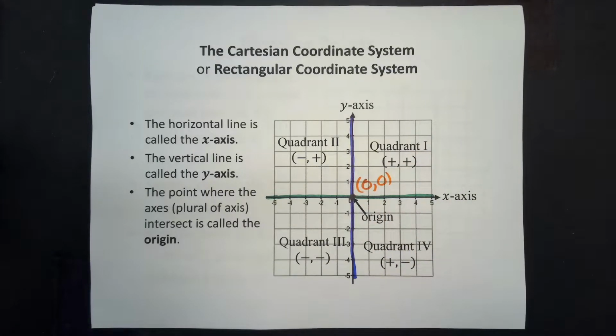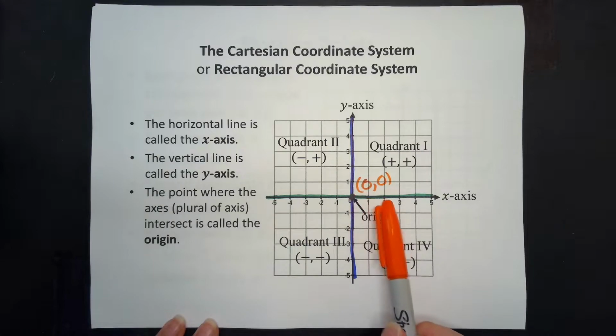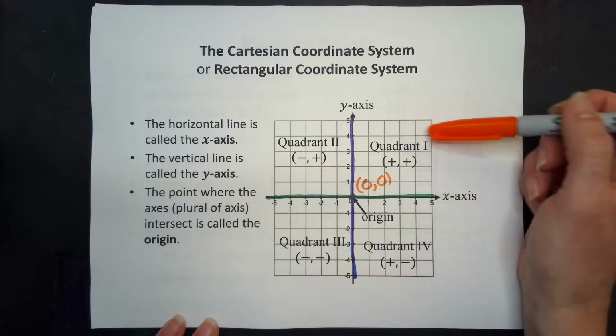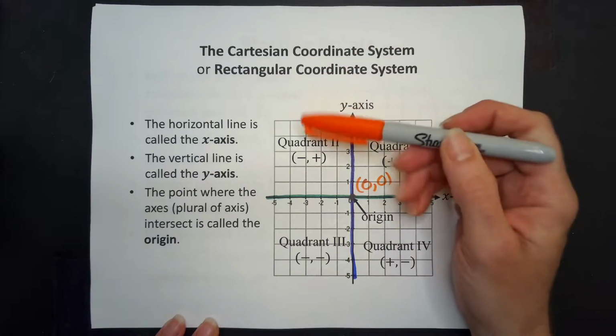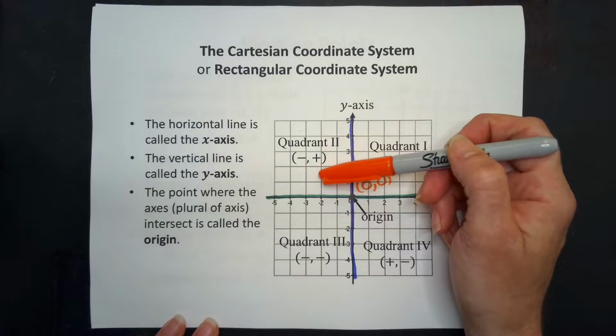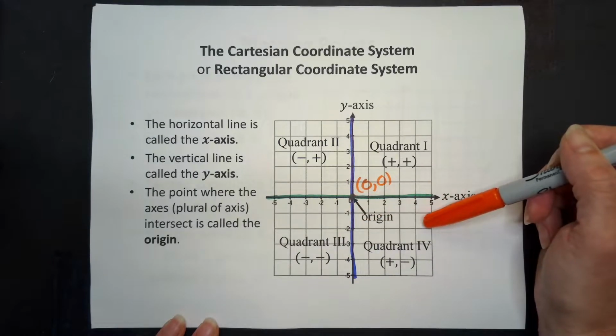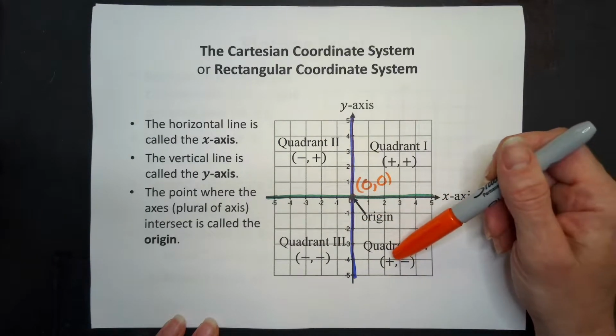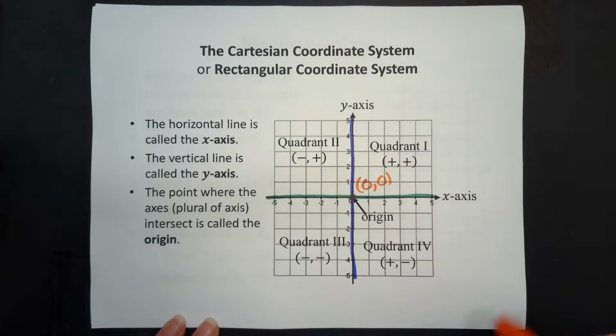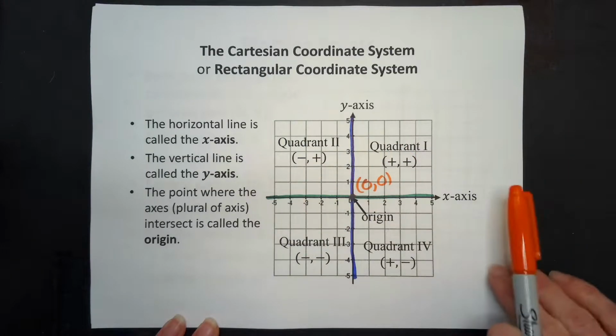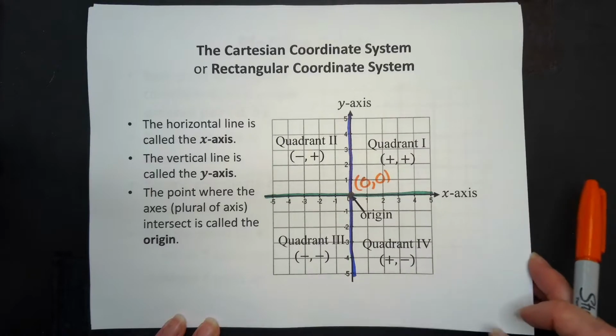You normally number off in the natural way: 1 unit, 2 units, 3 units. Moving to the right is positive, moving up is positive. So this is our positive first quadrant, our second quadrant where the x is negative, our third quadrant where the x and the y are negative, and the fourth quadrant where we have our x coordinate positive and our y coordinate negative. And we move in a counterclockwise fashion when naming the quadrants.